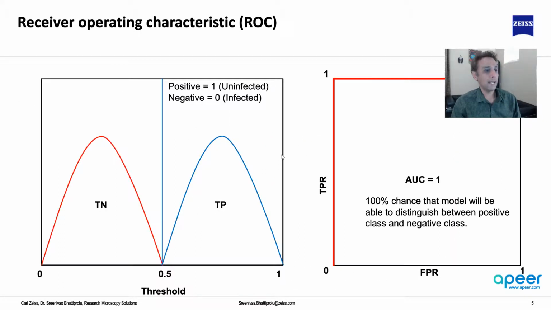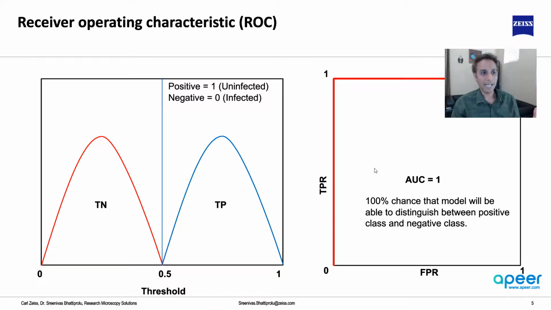So now let's plot our probability on the x-axis and the distribution on the y-axis. If you look at this, this is true positive and this is true negative. In this example, 0.5 is an amazing threshold, right? Because if I put my threshold here, I can clearly separate true positives and true negatives, 100% accuracy. So there is a 100% chance that the model will be able to distinguish between the positive class and the negative class. That's what this is saying. And we already saw how the plot looks for this. It's this red line right there. This is a perfect model.